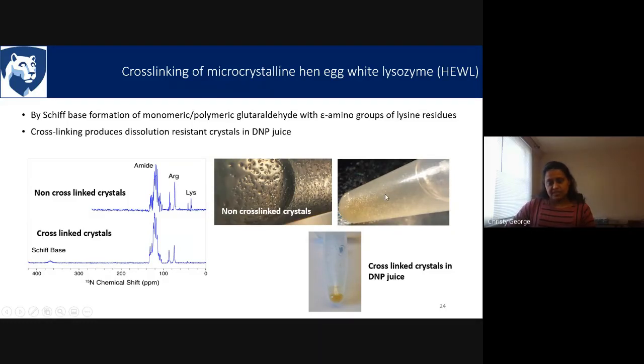Once we cross-link it, it forms the Schiff base, and that's why the color changes to yellow. And once the crystals are cross-linked, it does not dissolve in the DNP juice anymore. So it remains crystalline at the low temperature also. So we hope to get better resolution in such samples.